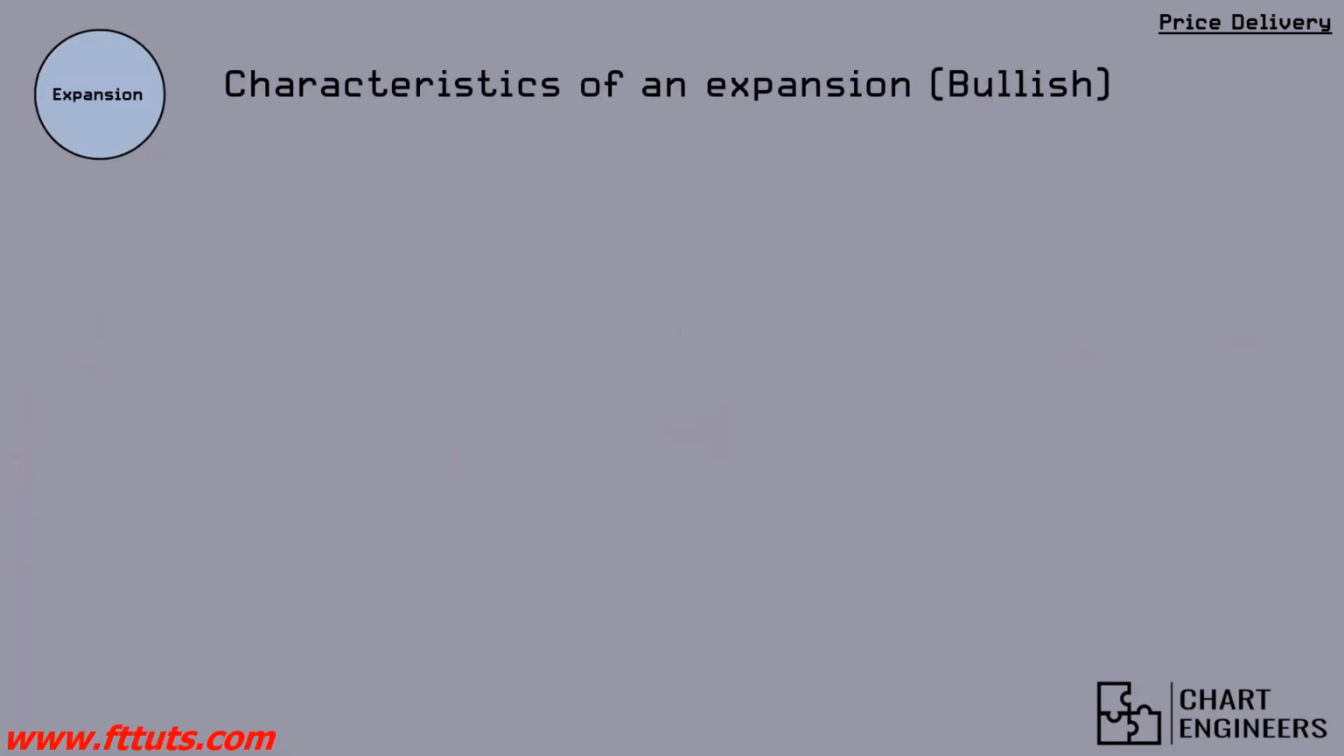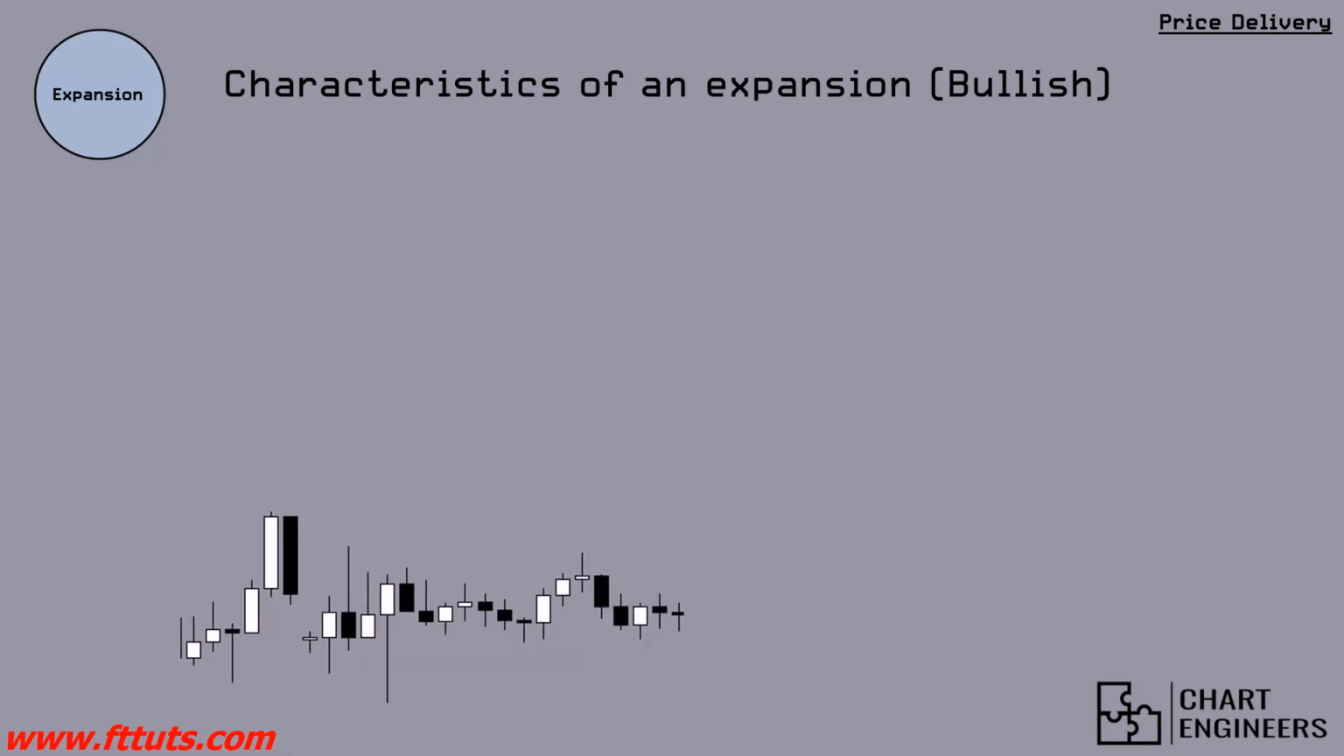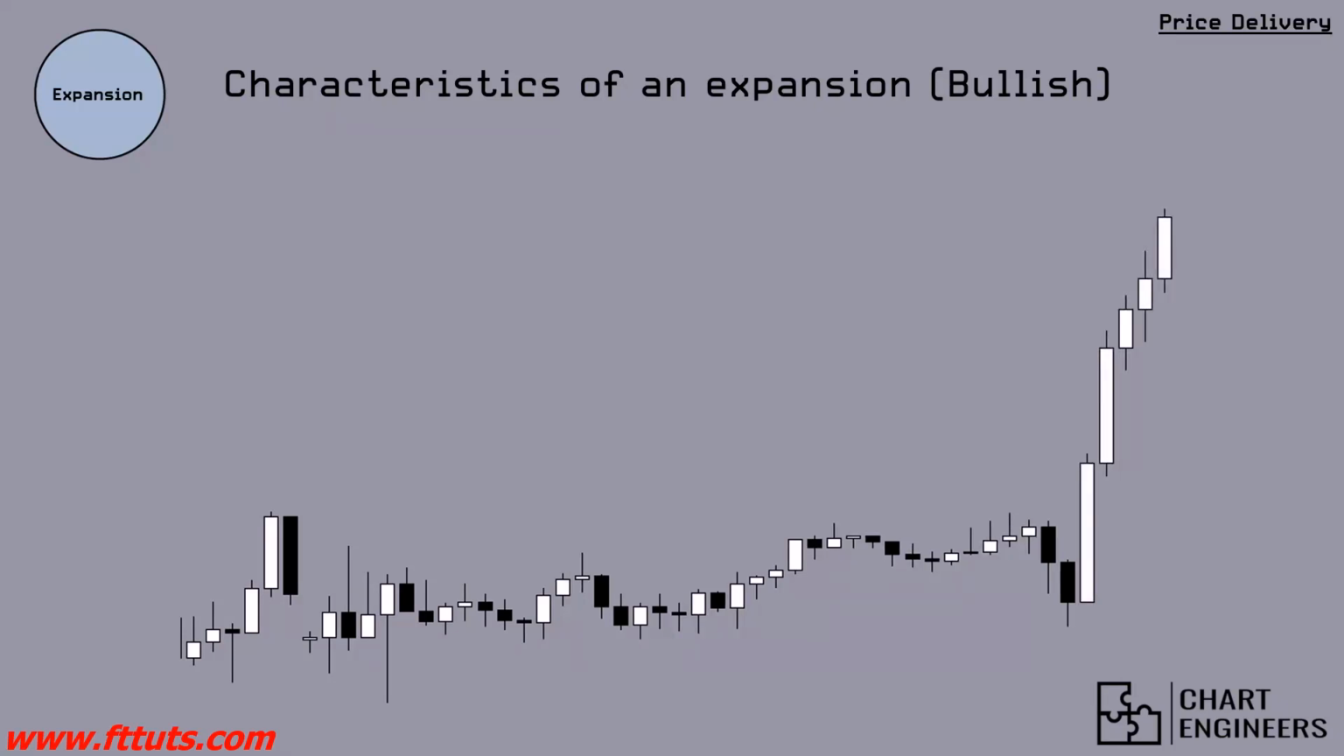The characteristics of an expansion in a bullish scenario. So now I'm going to show you and explain what the characteristics are of an expansion in a bullish scenario. Like I mentioned before, for price to expand, we need a consolidation beforehand. So here you can see how price is consolidating, and then now you can see how price is expanding higher. It basically indicates that smart money is delivering price to a higher level in this scenario.